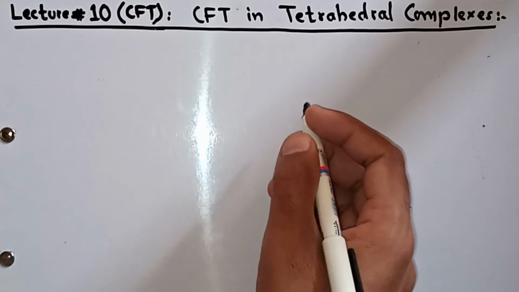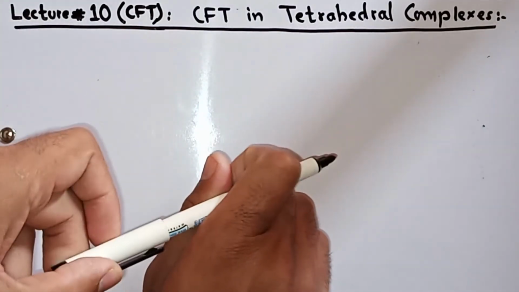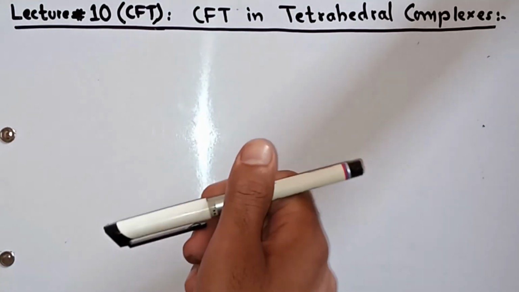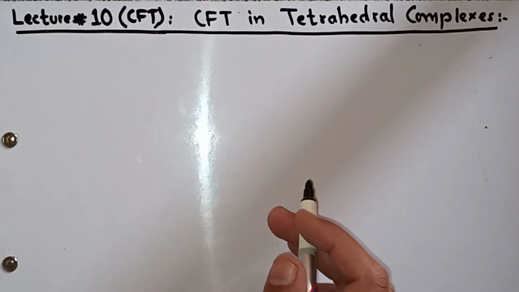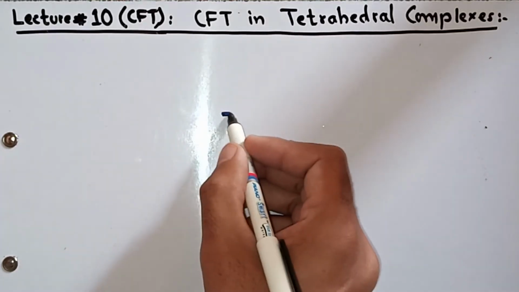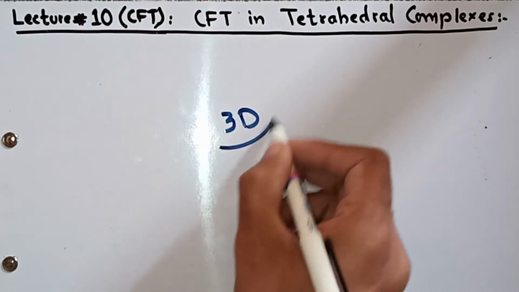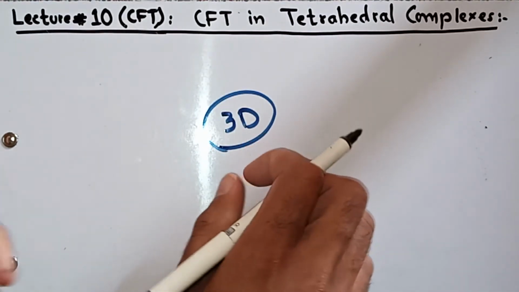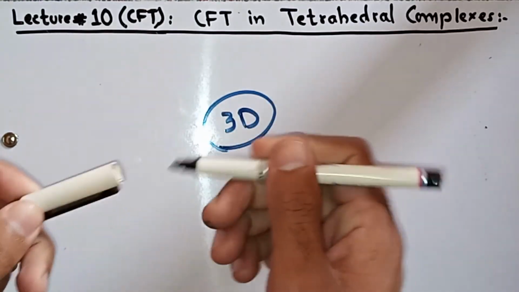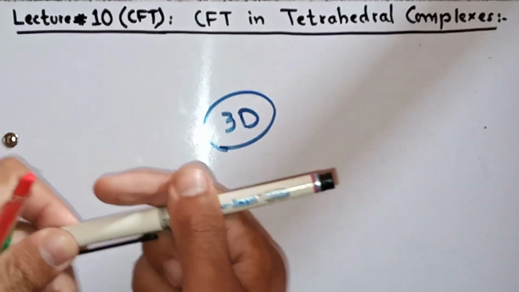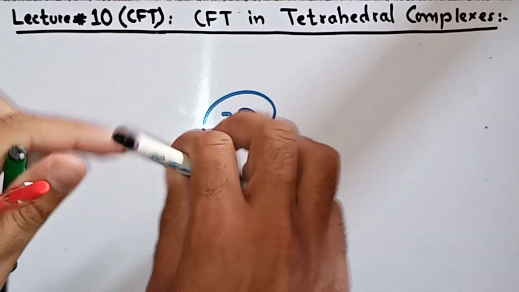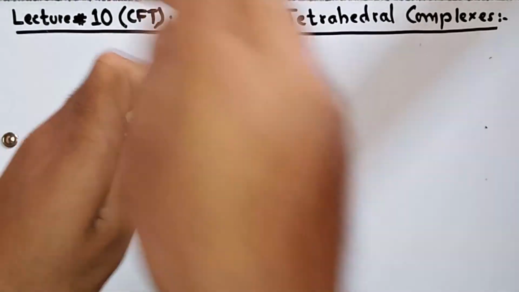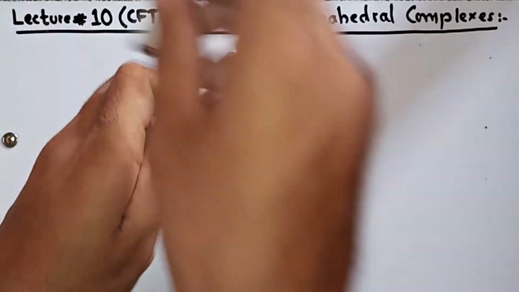Let's suppose this is a tetrahedral complex. How can we form a tetrahedral complex in 3D shape? In 3D, how do we make the tetrahedral geometry? It will be like that: this is the first plane, this is the second plane, this is the third plane, and this is the fourth plane.